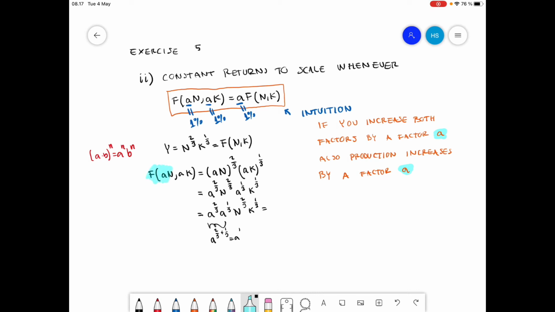So we have that if we increase both input factors by a factor a, then we have a times n to the power of 2/3 times k to the power of 1/3, which is exactly equal to what we have here on the left hand side. So if I increase both input factors by a factor a, say 1%, we will also have that the overall production will increase by a factor a.